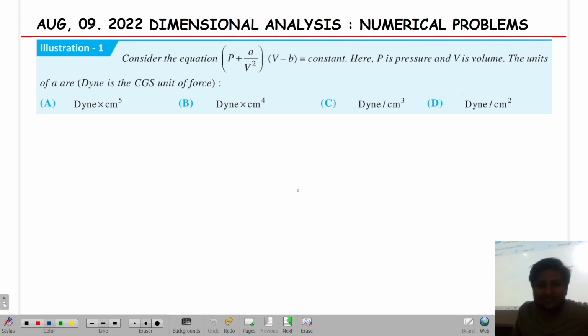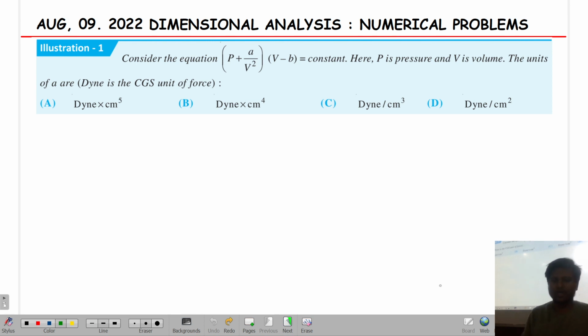Start solving, Yasmin. You should be amazed to know that Yasmin is just a class 10th student. Consider the equation (P plus A by V square)(V minus B) is equal to constant. Here P is a pressure, V is a volume. The units of A are in terms of dyne and centimeter, units of force.